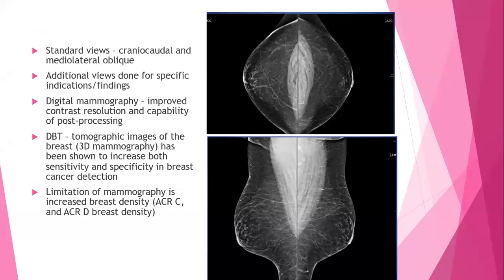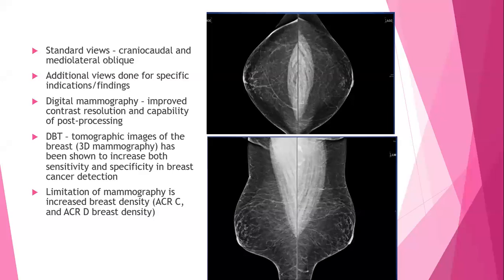The standard views we do for mammography are craniocaudal and mediolateral oblique views. And we can have additional views done for specific indications or findings. For example, if we have masses that are localized more towards the axilla, we can have axillary tail views. If we have masses around the parasternal area, along the midline, we have cleavage views. So we have different views which we can employ as additional or complementary views depending on the indication.